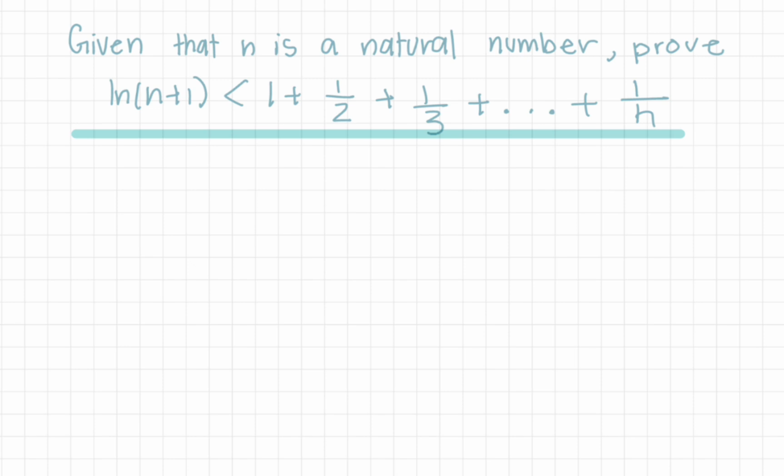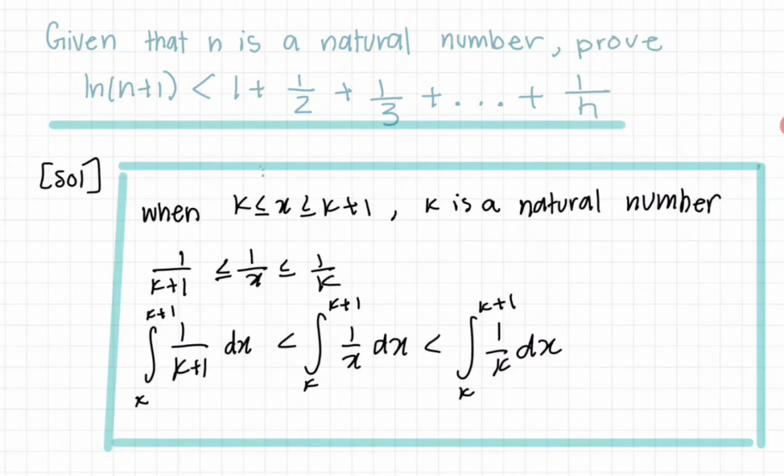Okay, so for those who are a little confused, I will walk through the solution with you. There is an important theorem you will want to know to be able to prove this inequality, and the method that will help us is this one. I'm going to walk through it with you right now. When k is less than or equal to x is less than or equal to k plus 1, where k is a natural number, then the following is true.